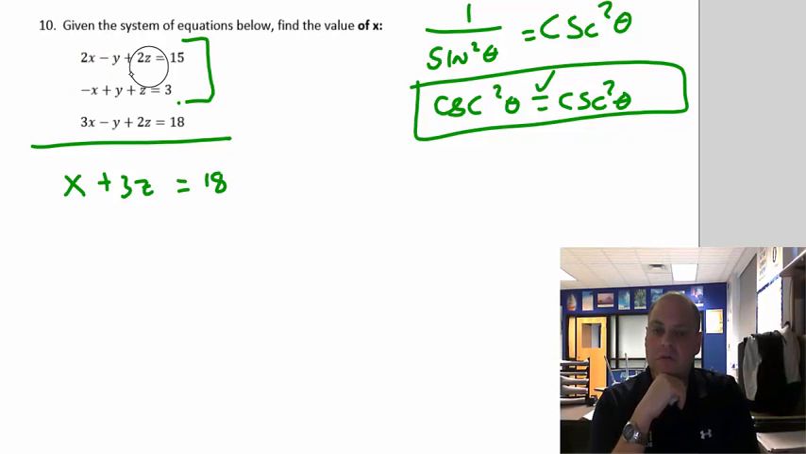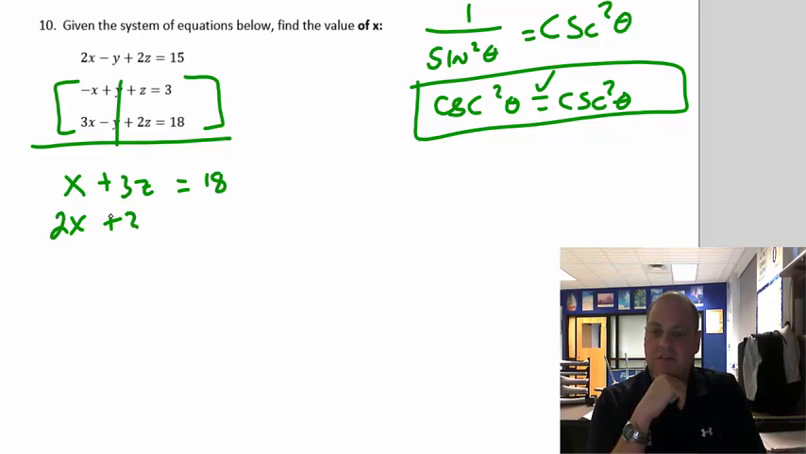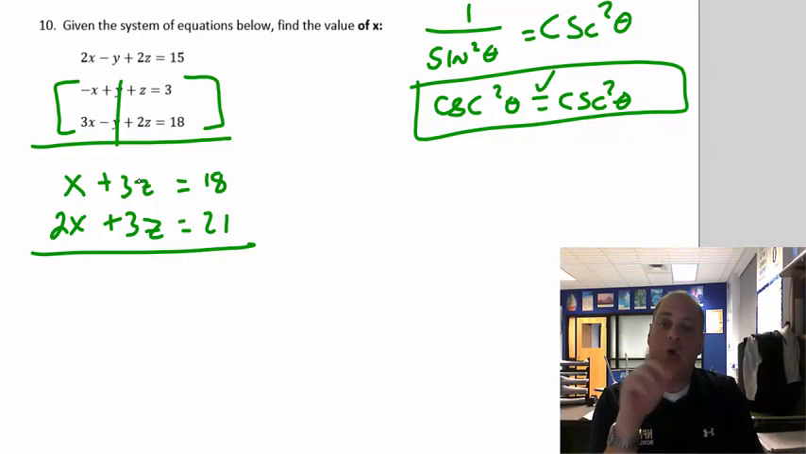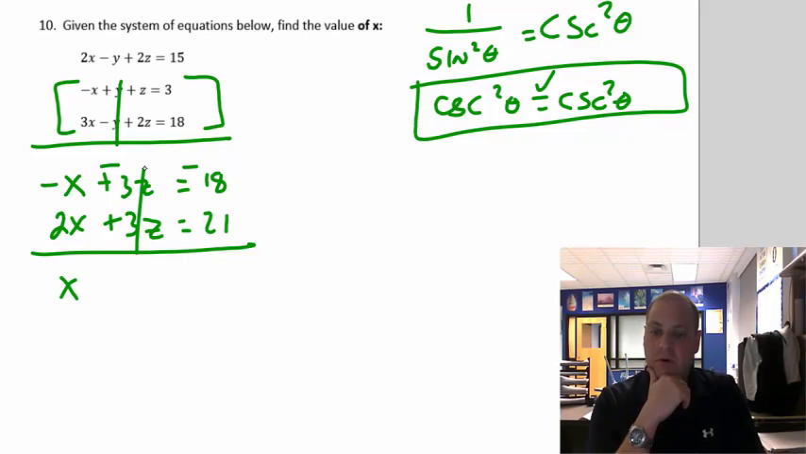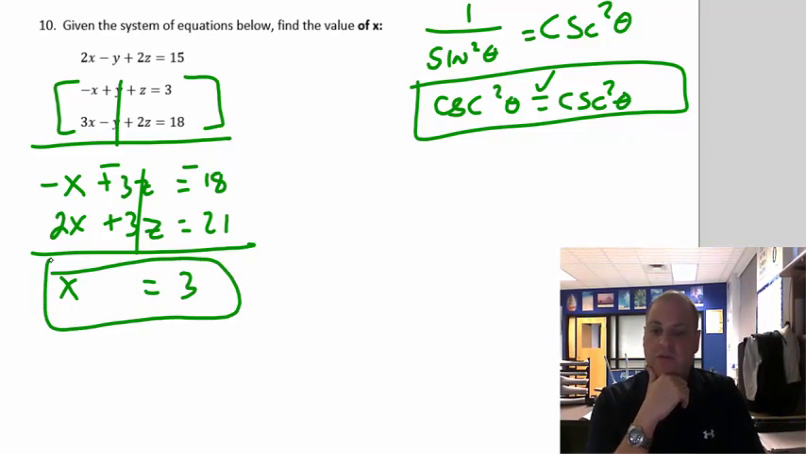Now, combine these. I got 2x, y drops out, 3z, and that's 21. Now, I need x or z to drop out. The 3z's won't drop out, that's 6z. But if I multiply by negative 1, negative, negative, negative, that's basically multiplying by negative 1, I can now add, and I get x equals 3. So I get x equals 3.